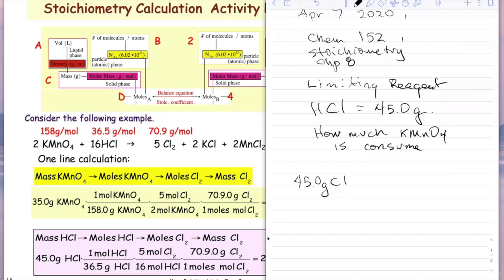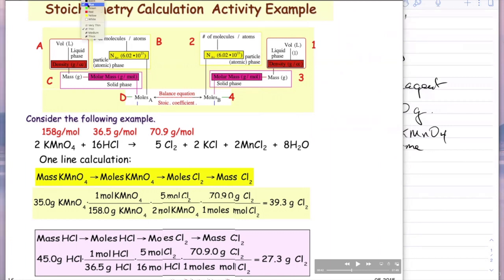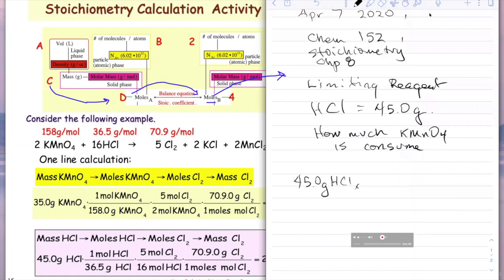Then, sorry, not 45 grams of chlorine, but 45 grams of hydrochloric acid. Okay, for 45 grams of hydrochloric acid. And remember that in this problem, we're going to go from mass of hydrochloric acid to moles of hydrochloric acid, then from moles of hydrochloric acid to moles of potassium permanganate, and then from moles of potassium permanganate to mass of potassium permanganate. So the steps are still the same, the chemicals are just different, okay? So I just want to remind you about that. Let me go ahead and finish this.